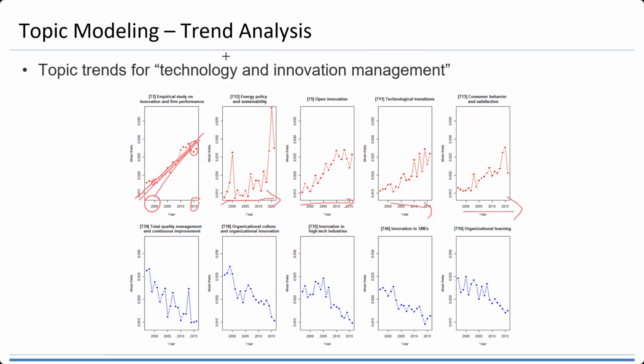analysis. So this is the topic trend for technology and innovation management. There's a research to determine what are the most probable research topics in the future. For example, if the topics are related to total quality management and continuous improvement, they decrease. But if it is about the empirical study on innovation and firm performance, it increases. Then we can determine our future research topic based on this topic model.